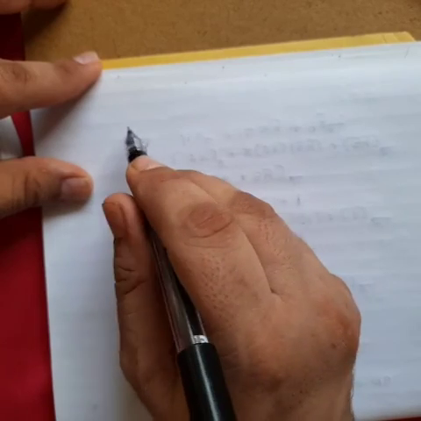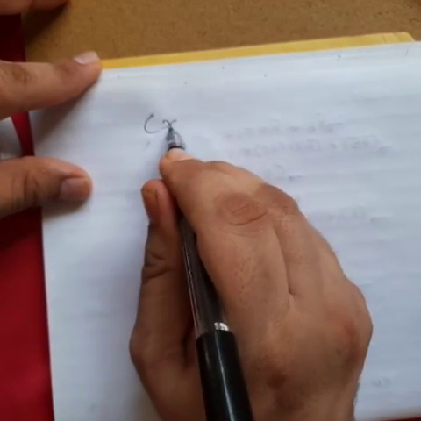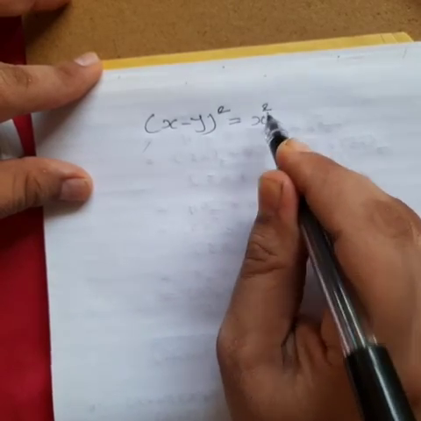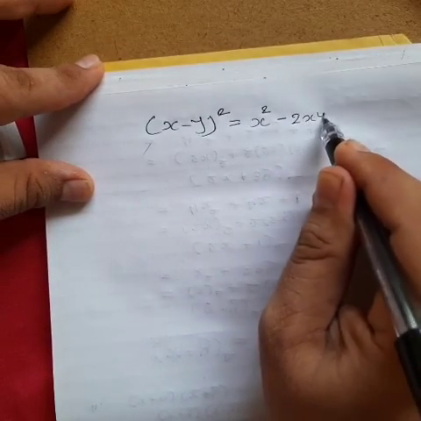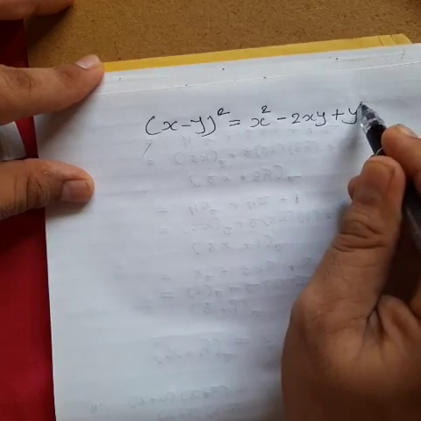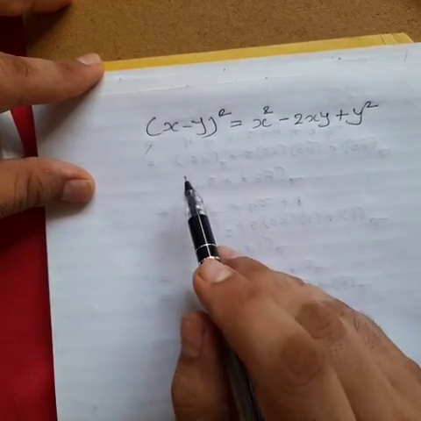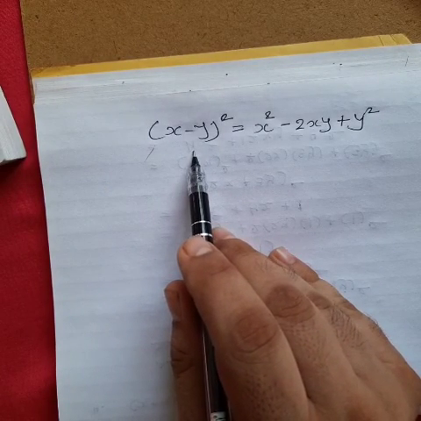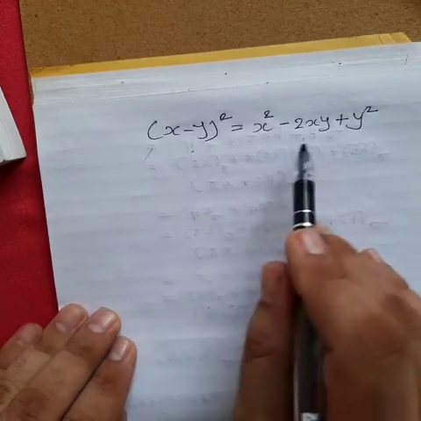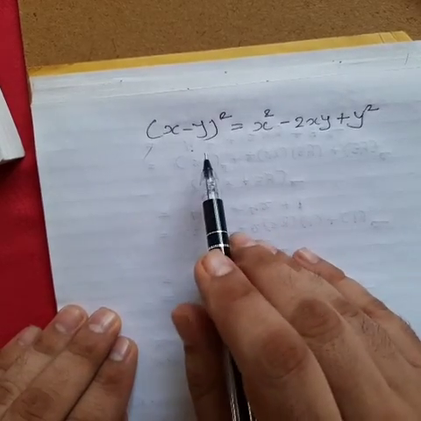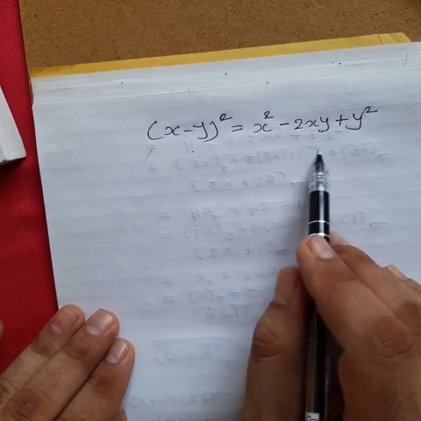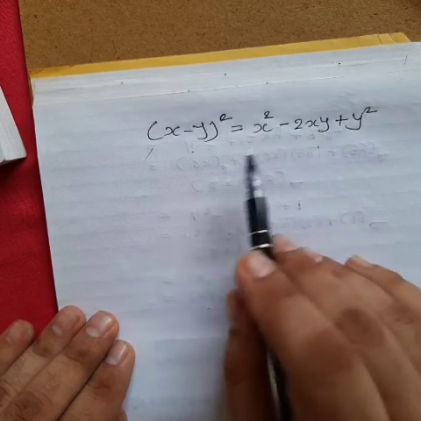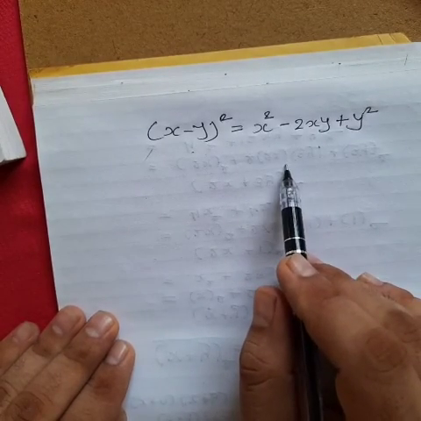In the same way, another identity, that is (x minus y) whole square is equal to x square minus 2xy plus y square. As I told before, the left hand side part is the factorized form, that is a linear polynomial. The square of a linear polynomial gives a quadratic polynomial.